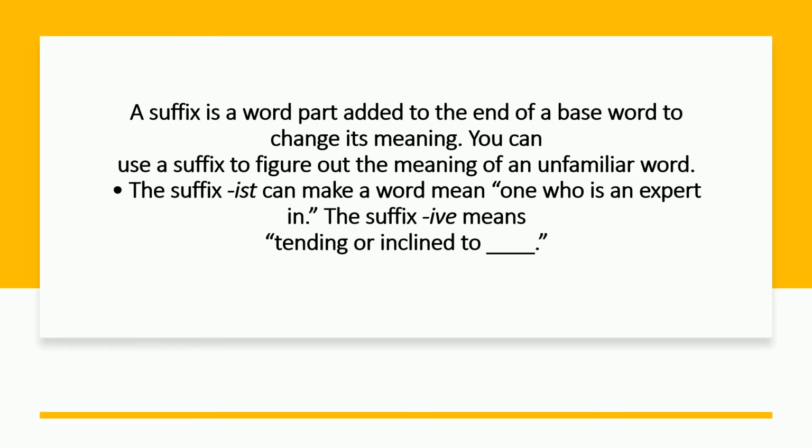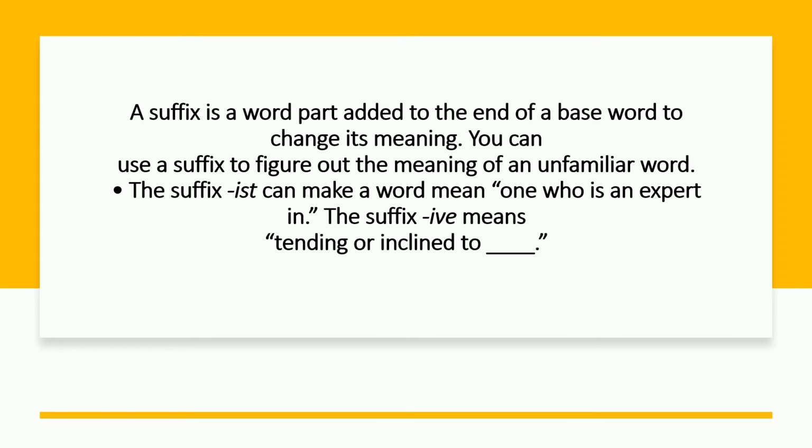All right. So to recap our previous knowledge, a suffix is a word part added to the end of a base word to change its meaning. So when you add letters, it can be just a letter, it can be two, it can be three or more. When you add to the base form, the root word, then we call it a suffix, and it changes the meaning. Once you add it, it changes the meaning. So you can use a suffix to figure out the meaning of an unfamiliar word. When you don't know the word, but you know the meaning of the suffix, you should be able to guess the meaning of the word.